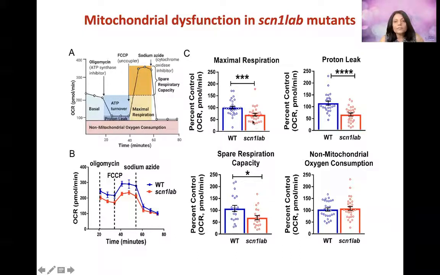the maximal respiration rates, proton leak, and a parameter known as the spare respiratory capacity, which is the ability to mount a response in respiration when stressed, in the scn1lab mutants, which is the Dravet syndrome mutant, compared to wild type controls. However, the non-mitochondrial oxygen consumption, i.e. the oxygen consumed by other enzymes other than the mitochondria, was not altered. So this suggests a general mitochondrial dysfunction in this zebrafish model of Dravet syndrome.